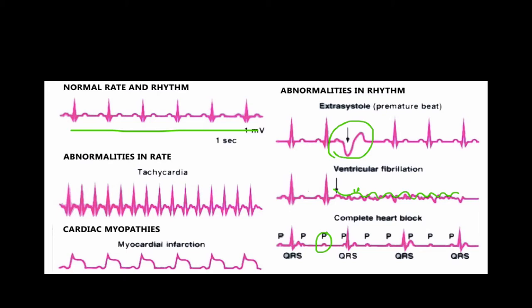And then looking at this one here, we have a P wave, and then we don't have a QRS complex, and we have another P wave, and then a QRS, and then another P wave, and another P wave with no QRS, so we are missing a QRS complex every once in a while on that.